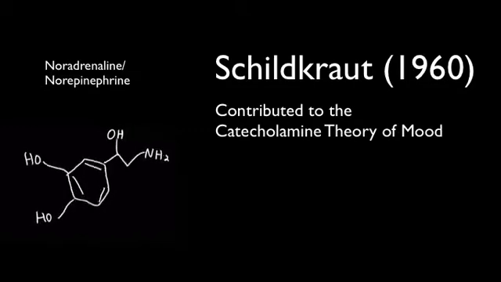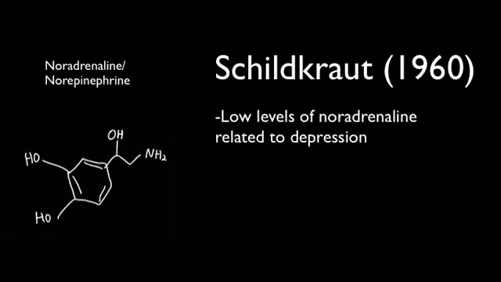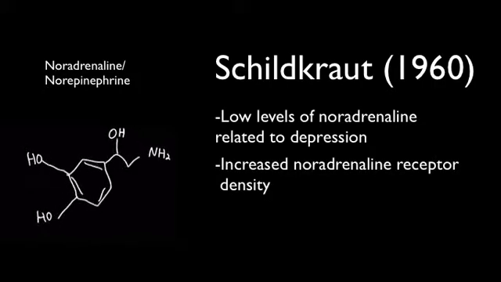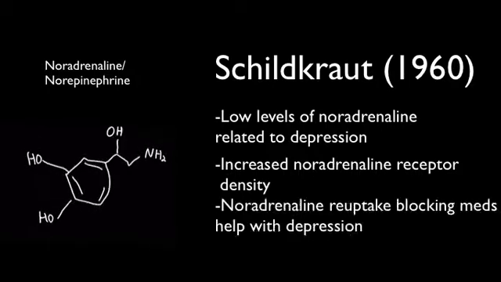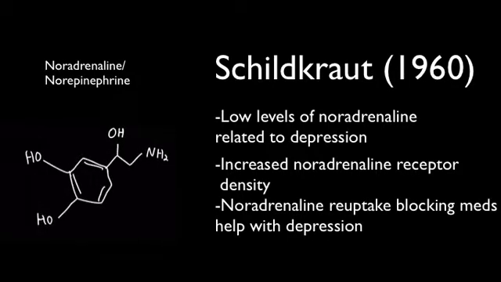This theory is supported by multiple studies that showed that there were lower levels of noradrenaline in the urine and spinal fluids of depressed individuals, that depressed suicide victims had increased densities of certain noradrenaline receptors in their cortexes, and that drugs which selectively block noradrenaline reuptake have been known to reduce the effects of depression among individuals.